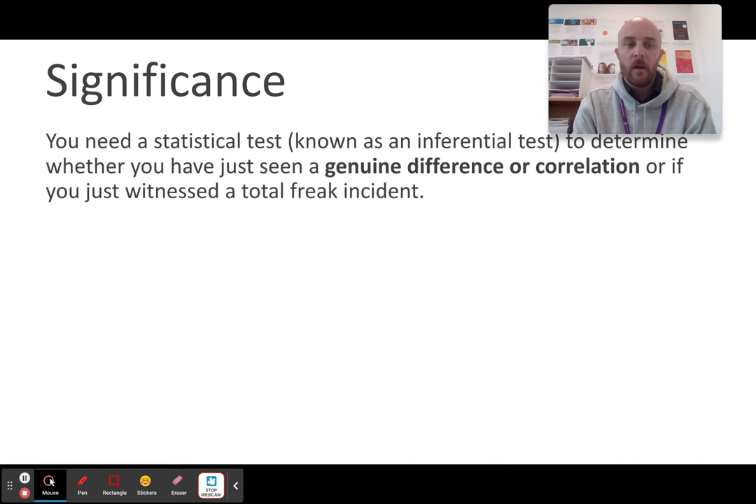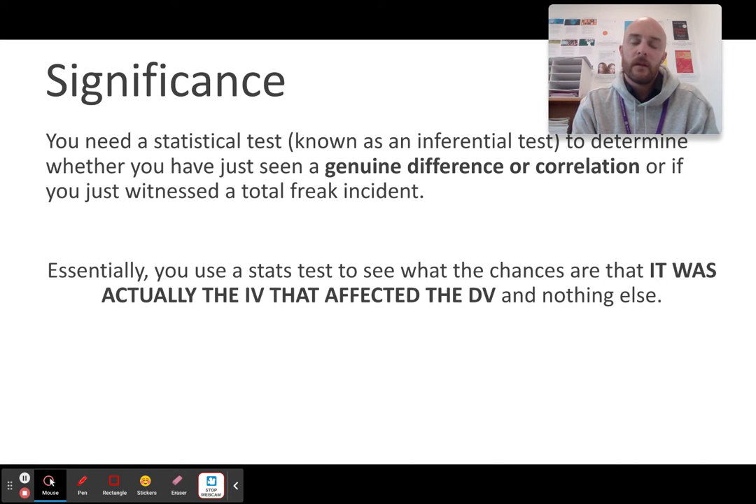Now, if you do a stats test, and I'll come back to the stats in a second, later on when we do critical values, but if you do a stats test and it basically tells you we are at least 95% sure the IV affected the DV, that's what we call significant findings, and that's what we mean by significance. I'll repeat that again. Significance is essentially when we are at least 95% sure that it was actually the IV that affected the DV, and it wasn't down to some chance factors.